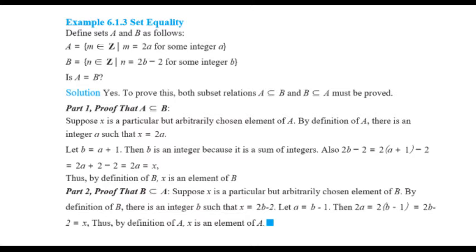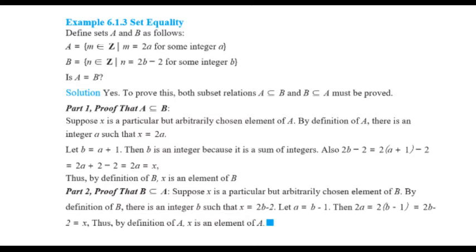So based on the definition of set B, since any element in the form of 2B minus 2 is a member of B, we can conclude that x is also a member of B. X is an element of B. So we started with the supposition that x belongs to A and x is arbitrarily chosen, and we conclude that x belongs to B. So based on the definition of subset, we can conclude that A is a subset of B. The second part also can be proved in a very similar way.